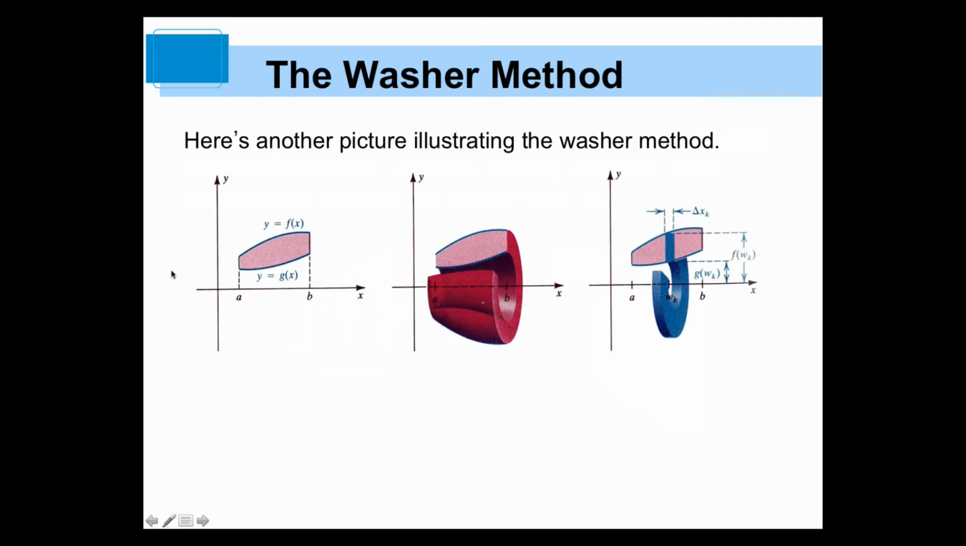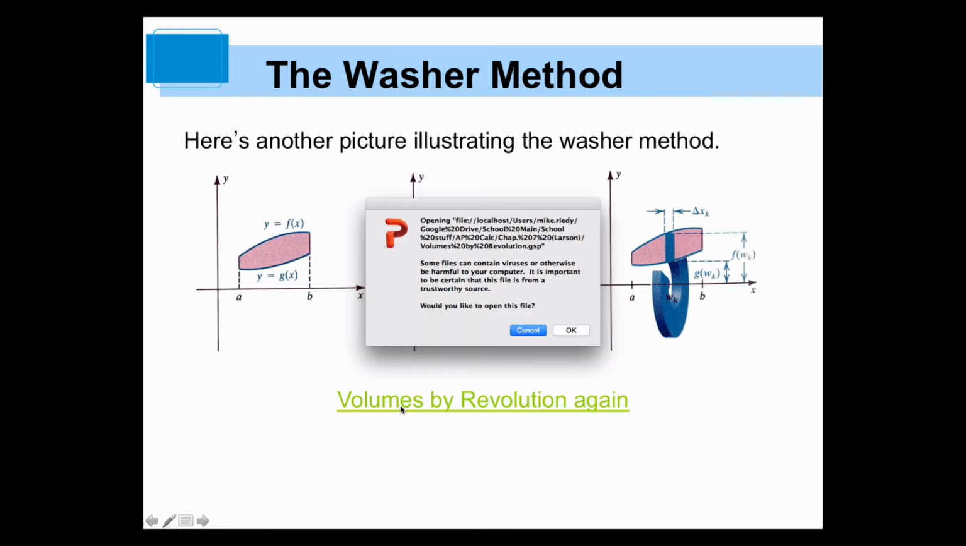Here's another example. Taking this area that's floating out in the middle of nowhere, you spin it and you get that funky shape in red. And then the one to the far right just shows you what one of those washers looks like. And you don't have to draw the three-dimensional pictures, you're just going to have to draw the two-dimensional pictures. Okay, so let's go back to that sketch I had before and show you what generates the washers.